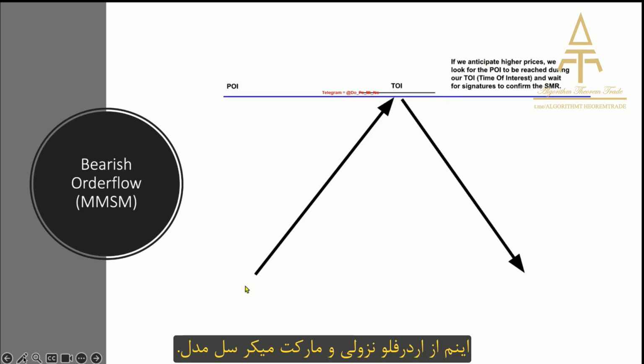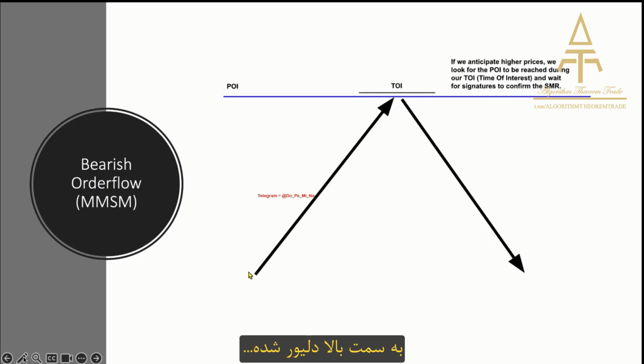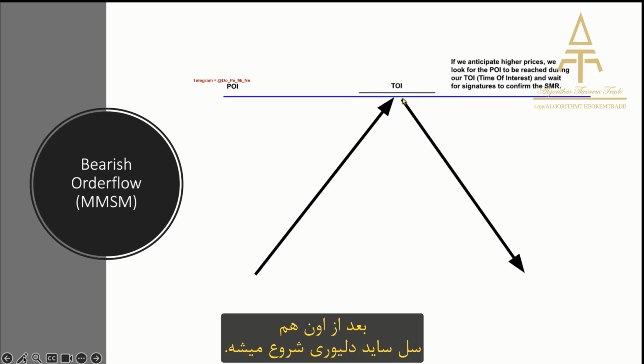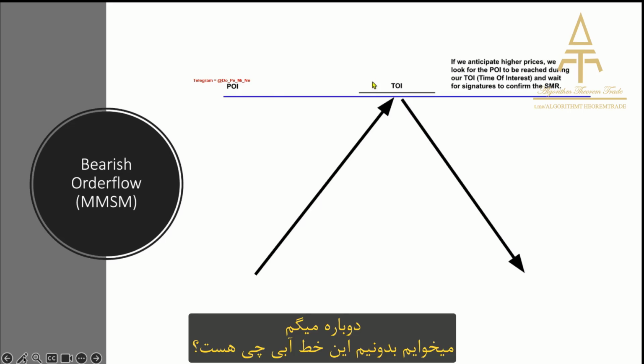So here's the bearish order flow example, the market maker sell model. As you can see, repricing higher occurs, buy side delivery into our point of interest during our time of interest. Boom, the market reverses and delivers lower, offering sell side delivery. Again, we're going to focus on what this blue line specifically is during this lecture.